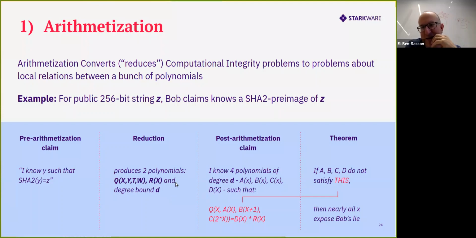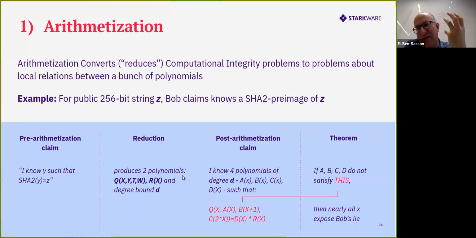arithmetization looks like. And the reason it's useful is that if you do not know a preimage, and you are forced to work with low-degree polynomials, then the properties of low-degree polynomials come into play: the fact that they are very good error-correcting codes, or the fact that a degree D polynomial has at most D zeros, or the Schwartz-Zippel lemma, which says that for a multivariate polynomial of degree D, the fraction of inputs that satisfies it is at most D over the domain size.